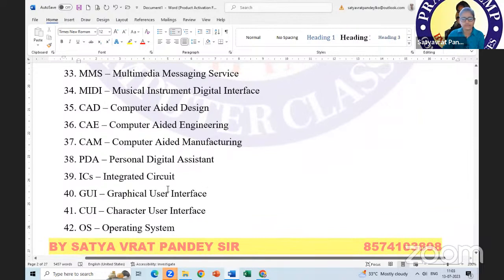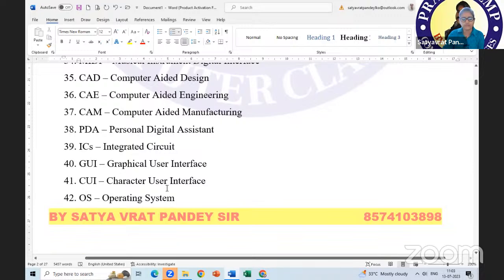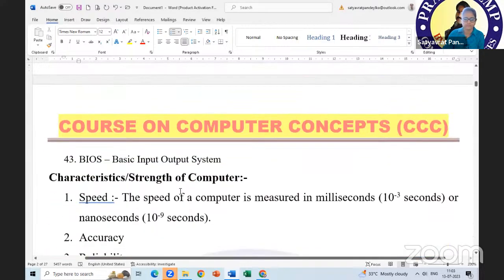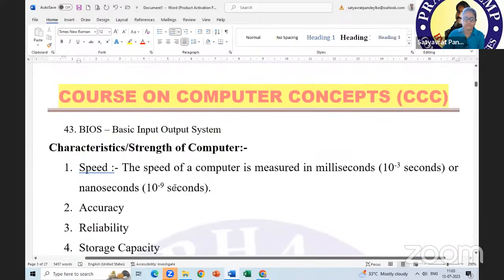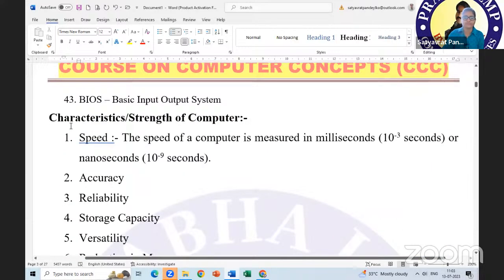ICs, integrated circuit. GUI, graphical user interface. CUI, character user interface. OS is operating system. BIOS is basic input output system.